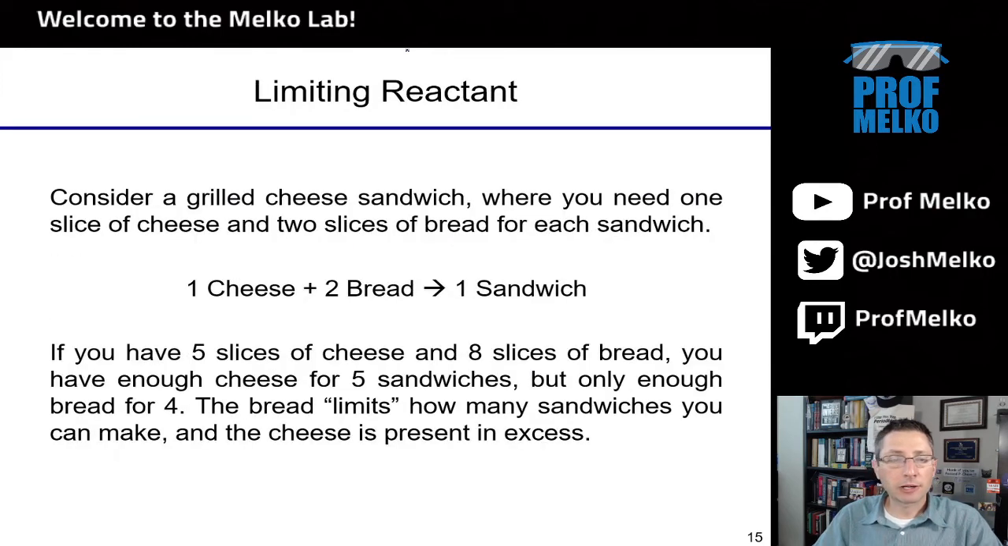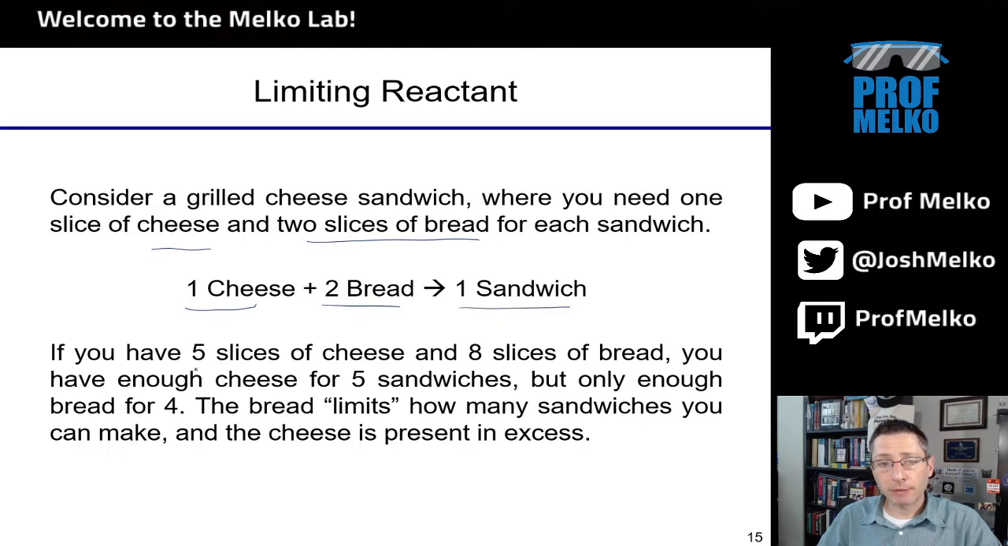There's another analogy here I like to use, which is building a grilled cheese sandwich. Everybody likes grilled cheese, right? You need 1 slice of cheese and 2 slices of bread, assuming you're poor like me and can only afford 1 slice of cheese for your grilled cheese. Sad. Sometimes this is the reality, though, right? So 1 slice of cheese and 2 slices of bread make 1 sandwich.